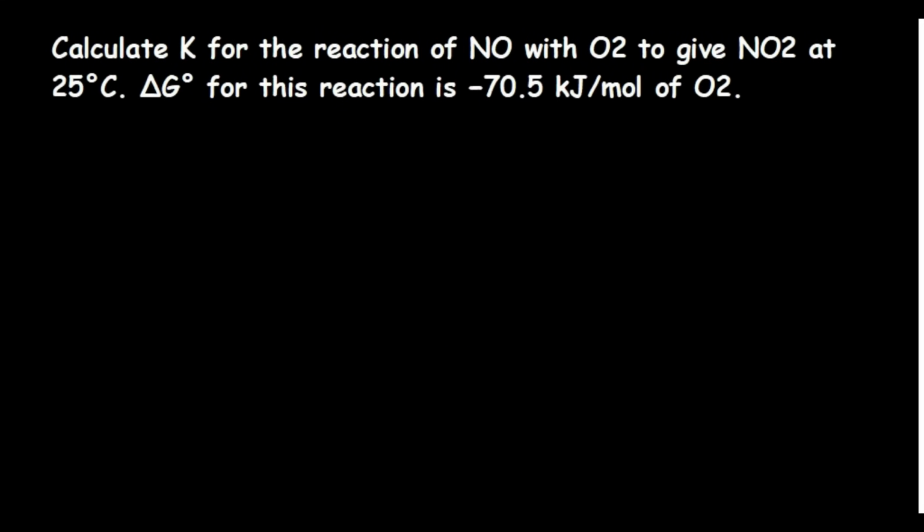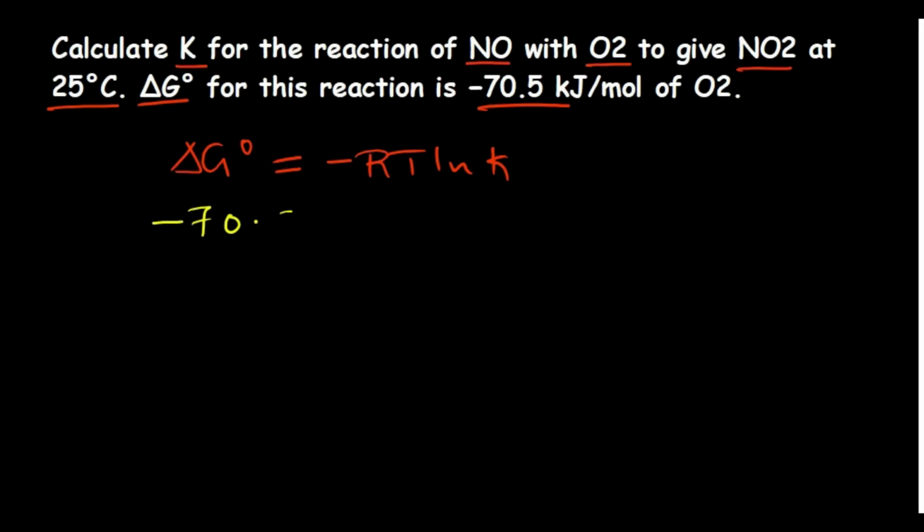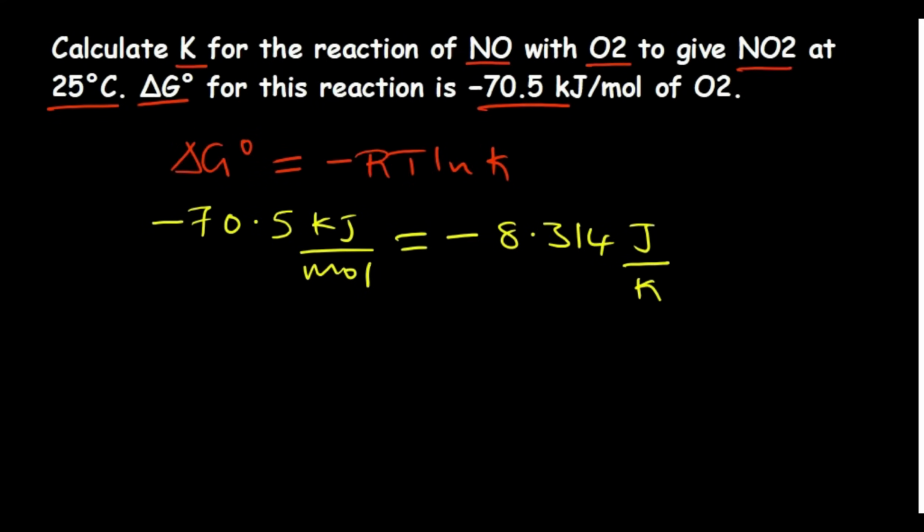The first one is asking us to calculate the value of K for the reaction of nitrogen oxide and oxygen to give nitrogen dioxide at 25 degrees Celsius. For this reaction, the standard Gibbs free energy has been given. So what are we supposed to do? We've already established that the relationship between the standard Gibbs free energy and the value of K is negative RT natural log of K. The Gibbs free energy is negative 70.5 kilojoules per mole, and our value of R is 8.314, a constant that you shouldn't worry about. It's joules per kelvin per mole.